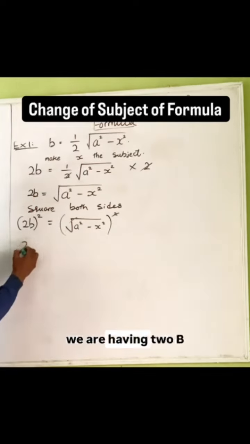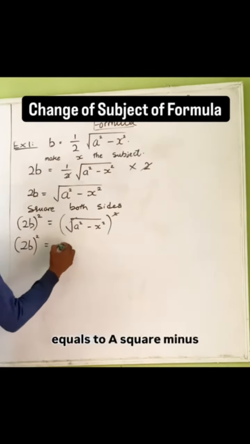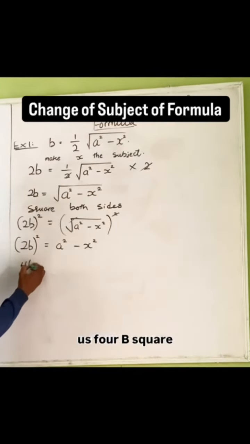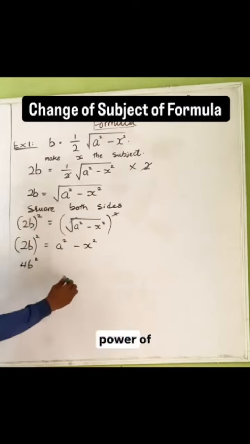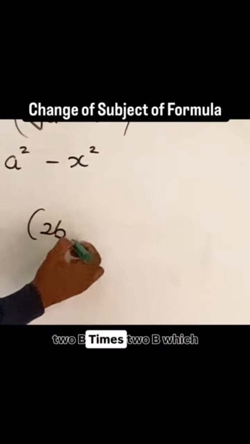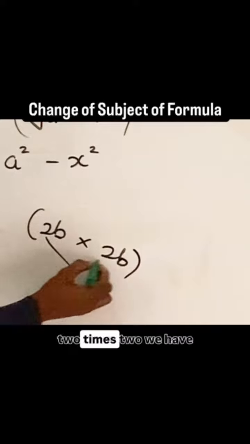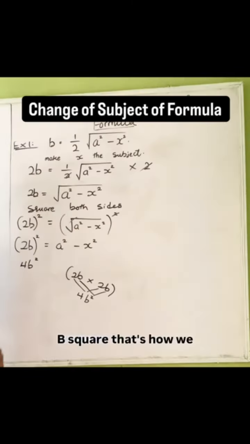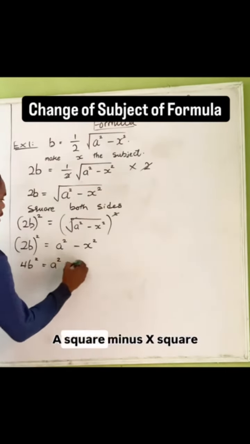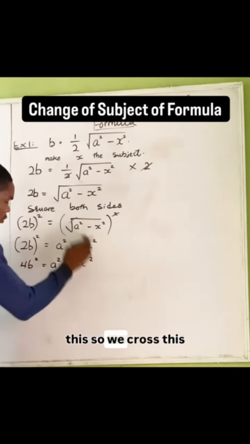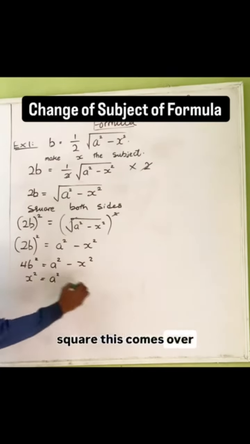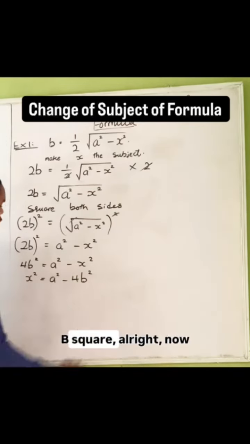Now let's move on together. We have 2b squared equals a squared minus x squared. This gives us 4b squared. Remember, this is raised to the power of 2. So we are saying 2b times 2b, which is 2 times 2 we have 4, b times b we have b squared. That's how we got our 4b squared. 4b squared equals a squared minus x squared. We still need to isolate this, so we cross this over to this side, which gives us x squared equals a squared. This comes over to this side, minus 4b squared.